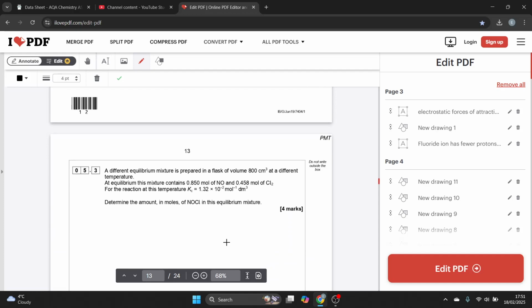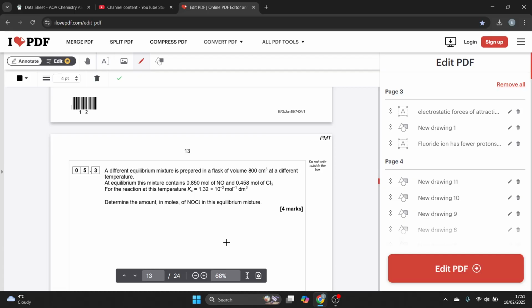Question 5.3. A different equilibrium mixture is prepared in a flask of volume of this at a different temperature. Our equilibrium mixture contains this much of nitrogen dioxide and this much of chlorine. For the reaction at this temperature, Kc is that. Determine the amount of moles of NOCl in this equilibrium mixture.